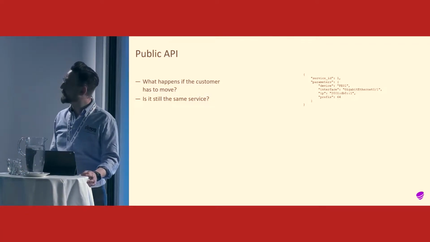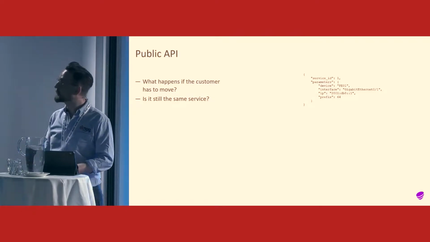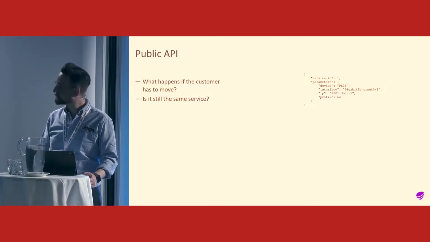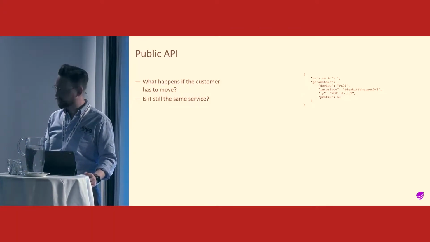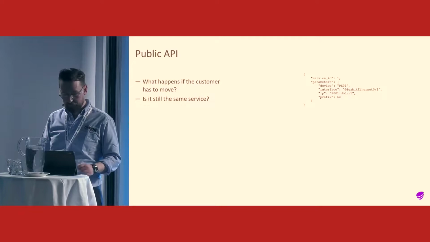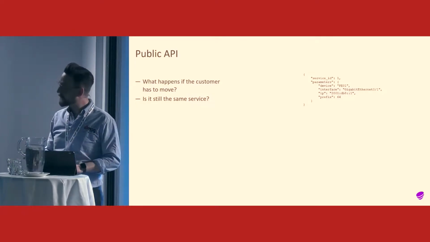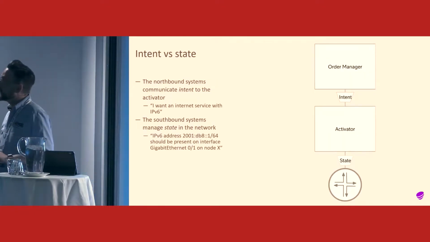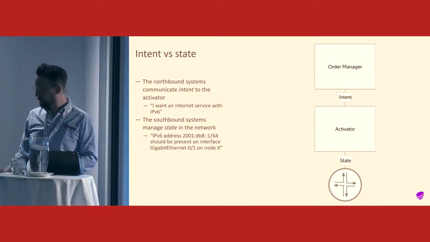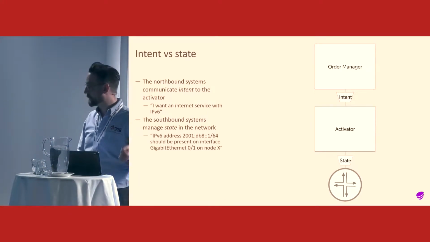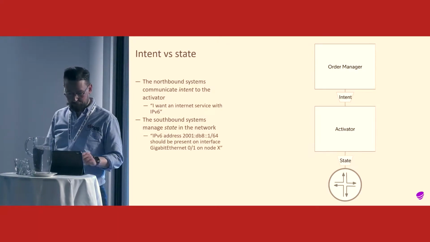So let's say you store this as your service information, but next week you decide to decommission this router that has this service, and you then have to rewrite the service. Is it the same service if you change these parameters, or do you have to modify it every time? What we can actually say is it's the same service intent. So we usually say that the northbound system communicates intent to us, and it pushes the intent to the activator or domain orchestrator or whatever we want to call it.